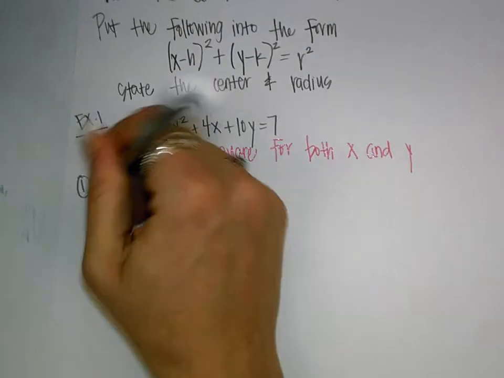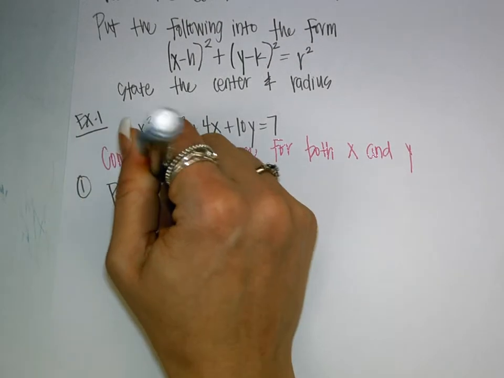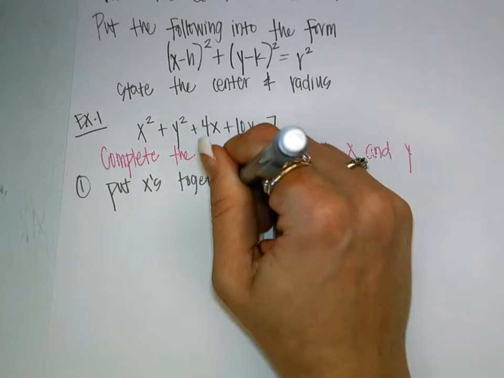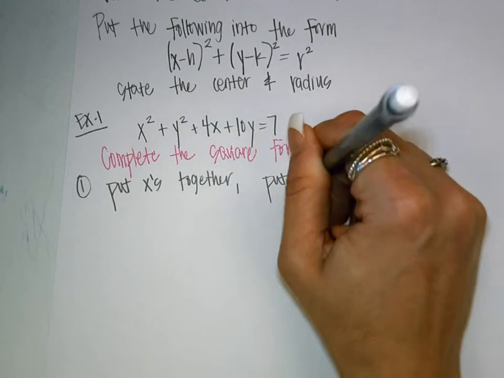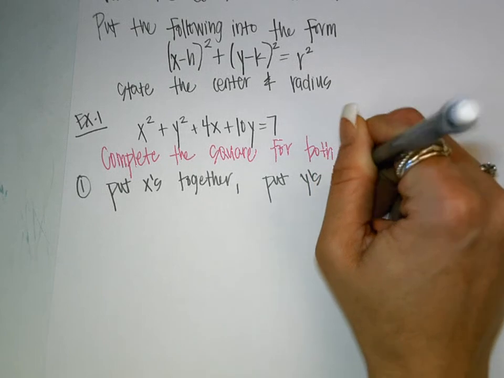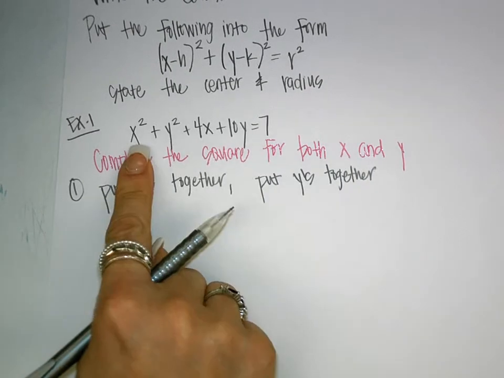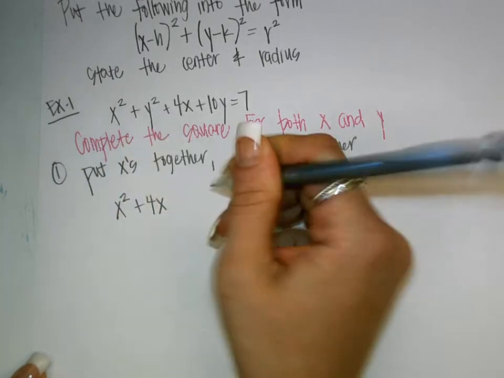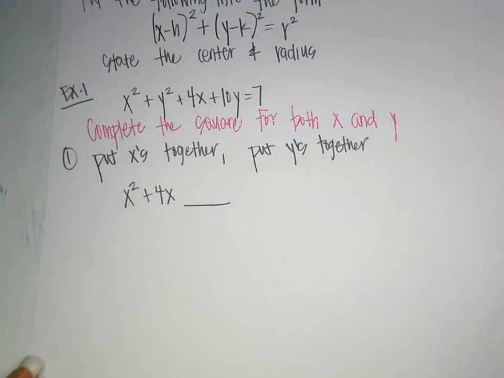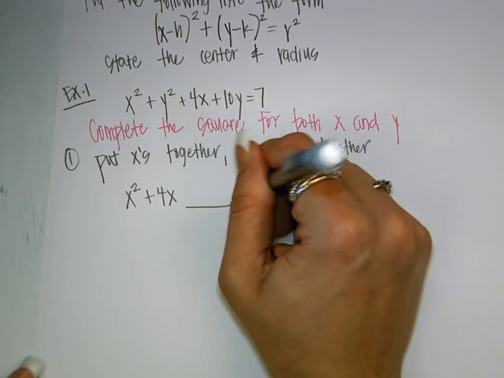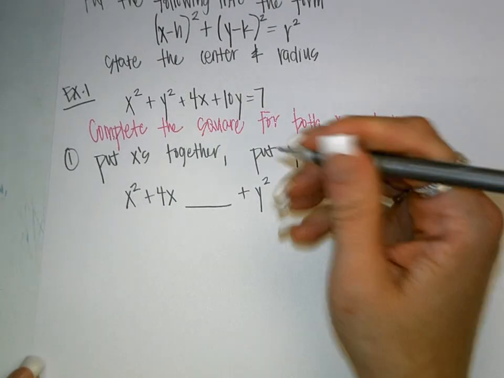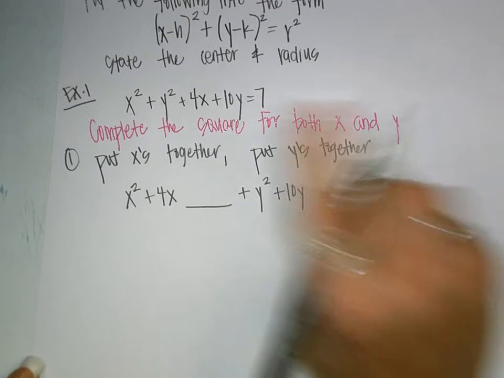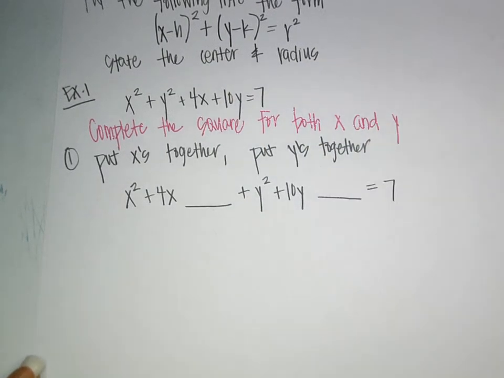Okay, so first thing you want to do is put the x's together. So you're going to just line things up a little bit differently. Put the x's together and put the y's together, because as it's written right now, they're not together. So x squared plus 4x. And then this is where we're going to leave that space in order to complete the square. Okay, then plus, we're going to put the y's together. So y squared plus 10y, and again, leave a space. And this is equal to 7 on the right side.